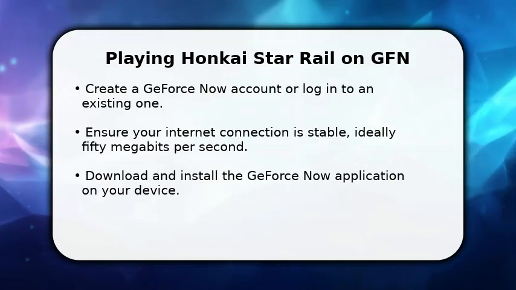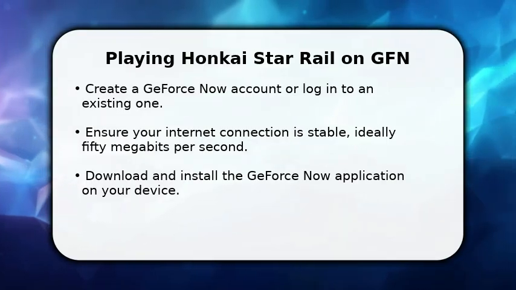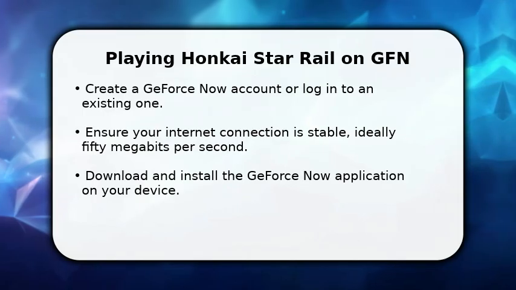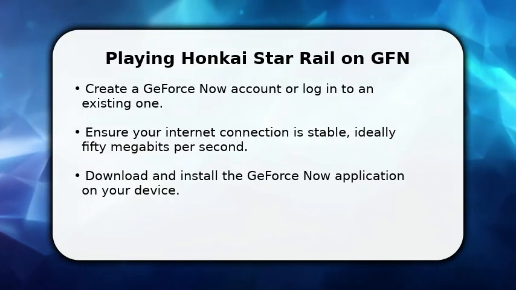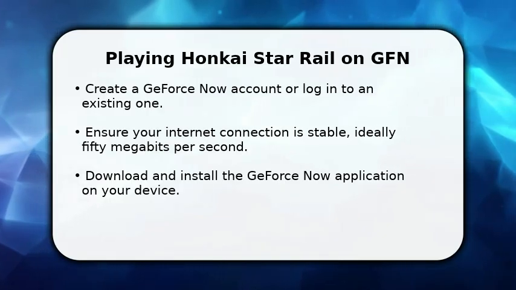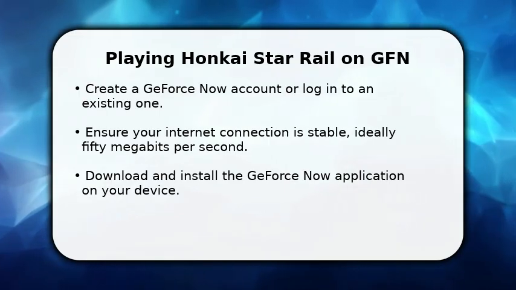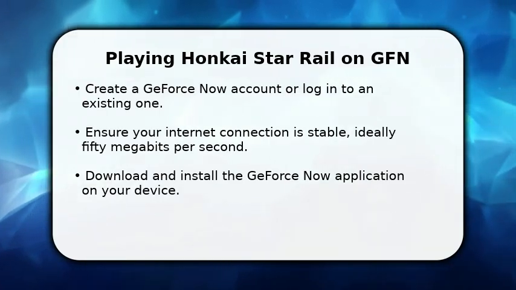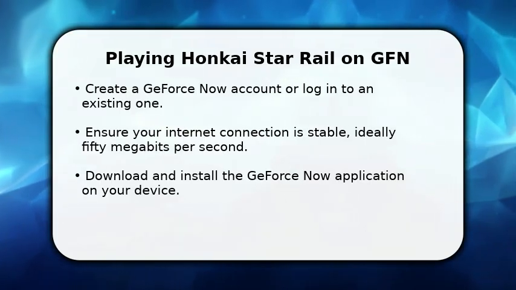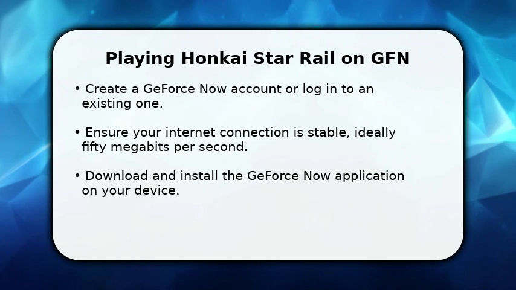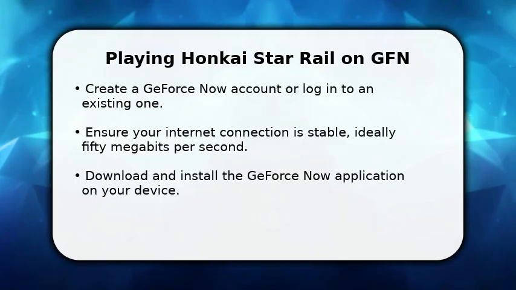In this video, I will explain how to play Honkai Star Rail on GeForce Now. First, you will need to set up your GeForce Now account. This involves either creating a new one or logging into an existing profile. Make sure your internet connection is robust, ideally with a speed of at least 50 megabits per second for the best experience. Then, download and install the GeForce Now application on your preferred device, whether it's a PC, Mac, or mobile device. Finally, link your HoYoverse account to GeForce Now to access the game.